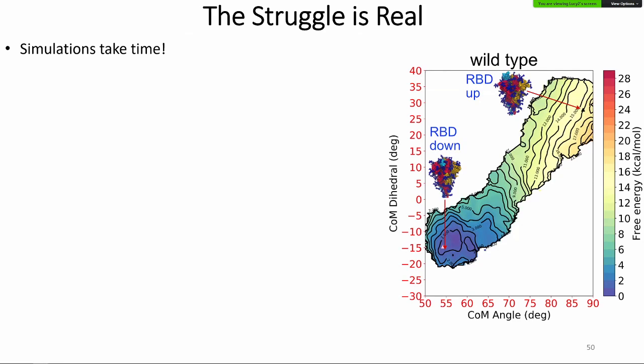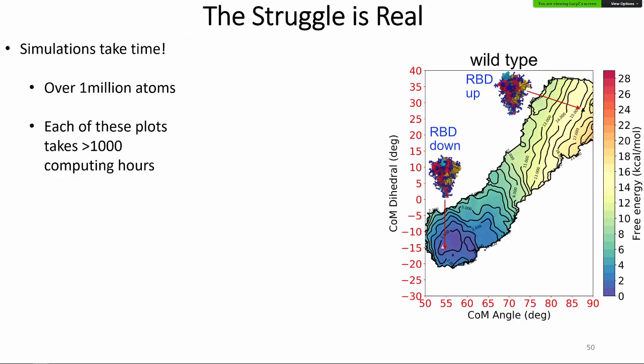But like you may have gotten a hint from all of these free energy calculations, this is challenging, right? The struggle is real. Simulations take time. This is, like I mentioned earlier, one of the biggest systems we've worked with. It's over 1 million atoms. Each of these plots takes well over 1,000 computing hours. We wouldn't be able to do this without the resources that we've been granted because of that HPC consortium.